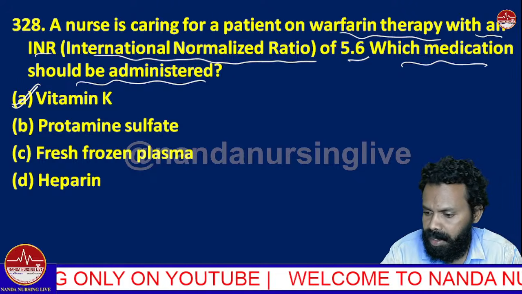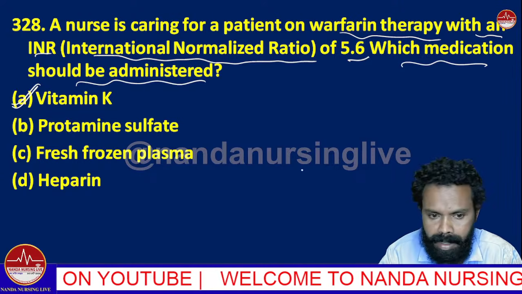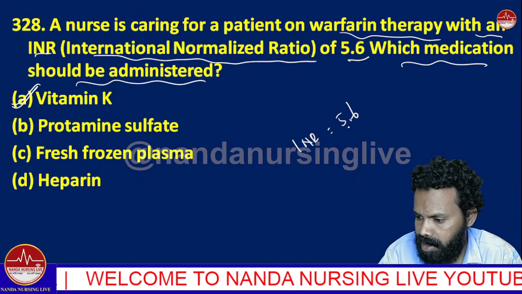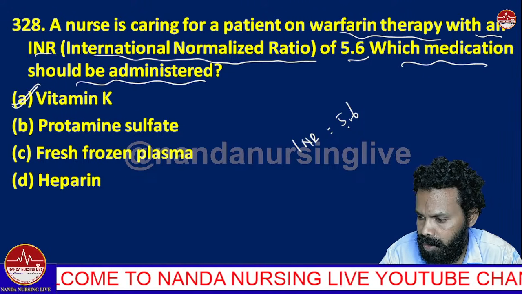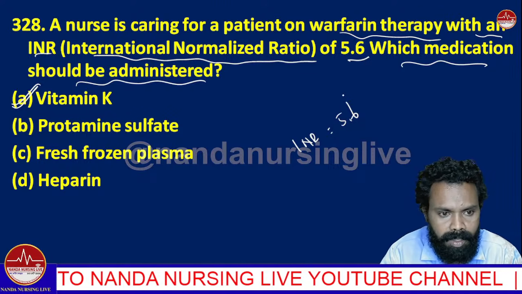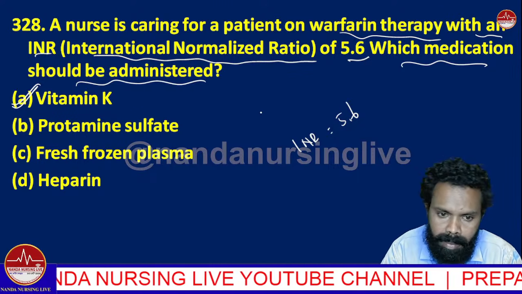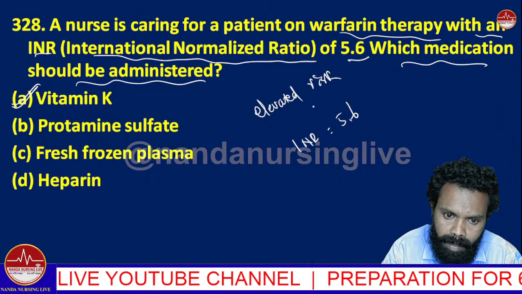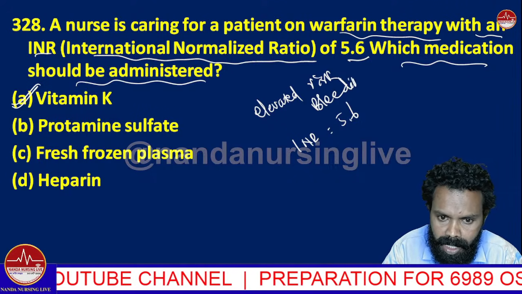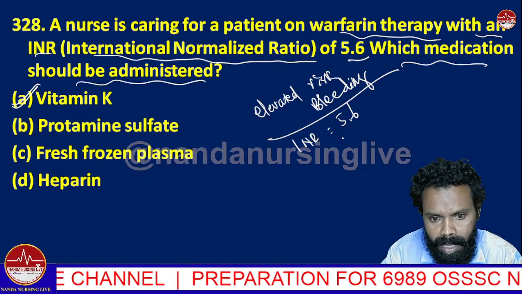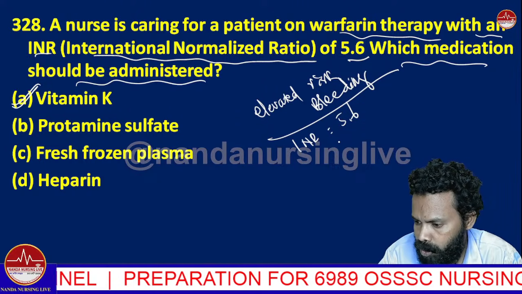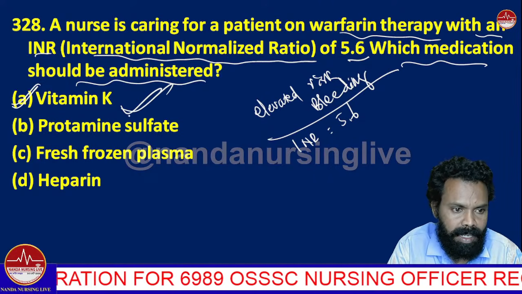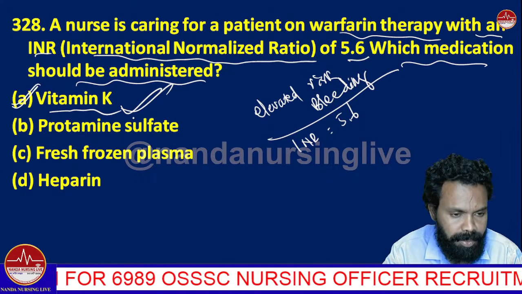Correct answer is vitamin K, right? The INR is 5.6 for a patient on warfarin therapy. So what is the elevated risk? Elevated risk of bleeding, due to INR 5.6. So what do we have to do? Appropriate medication administration, that is vitamin K, right? We have to give vitamin K. Option A is the correct answer.